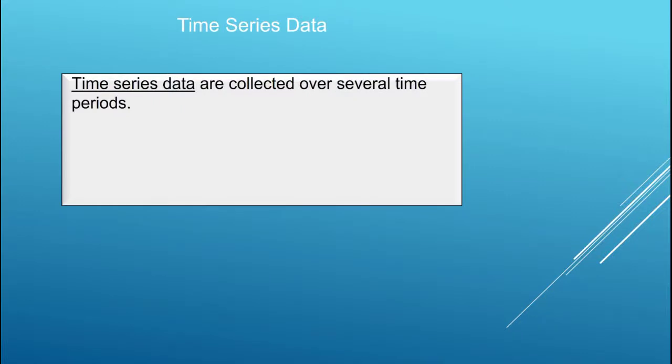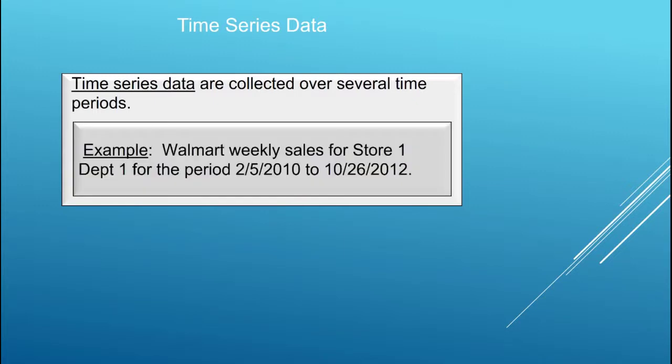Time series data are data that are collected over several periods of time, typically on just one element. For example, we might look at one store, or we might look at one department within one store and track those sales over several years. For example, we might look at Walmart weekly sales for Store 1, Department 1 for the period 2/5/2010 out to October 26 of 2012.